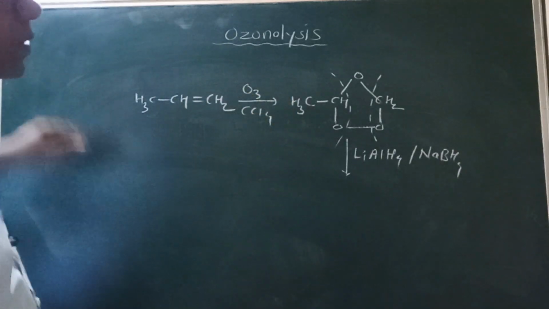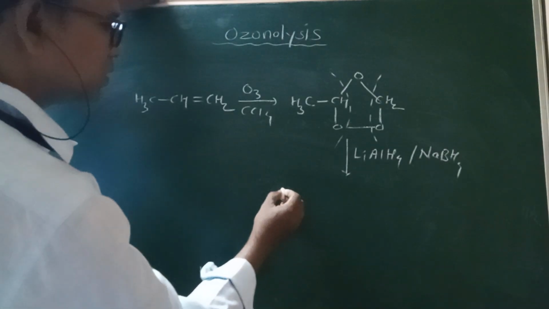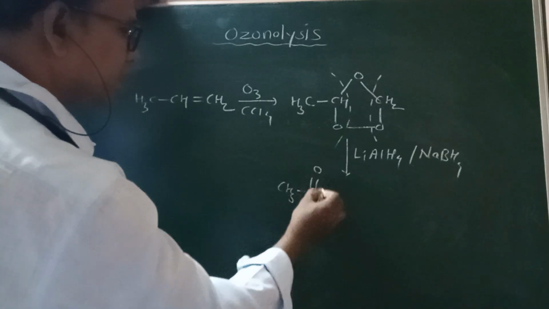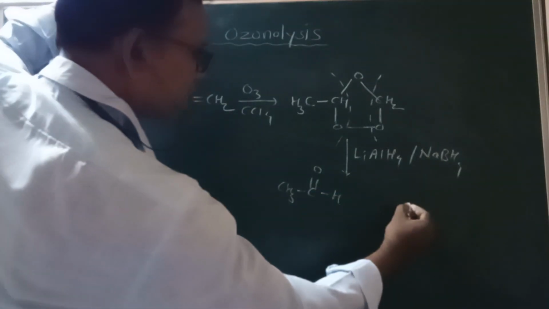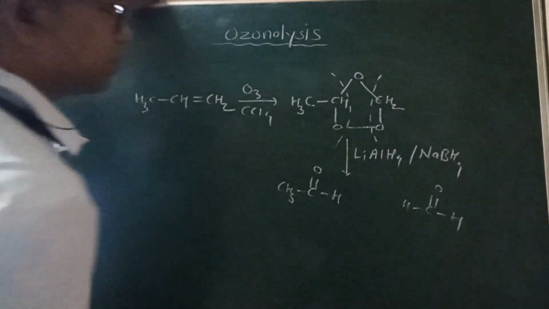From the left side, we'll get acetaldehyde, and from the right-hand side, we'll get formaldehyde. So these are the expected products, that is CH3, then C double bond O and H, and H, then C double bond O and H. These are the expected products.